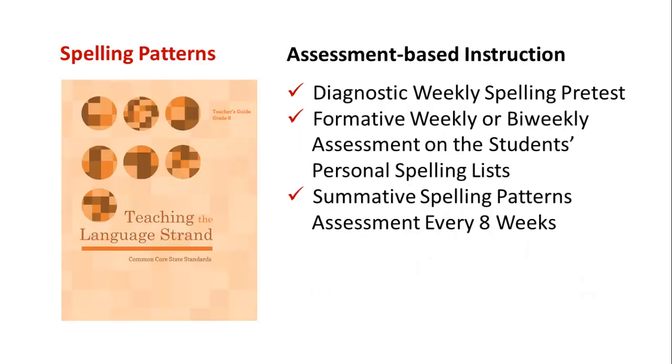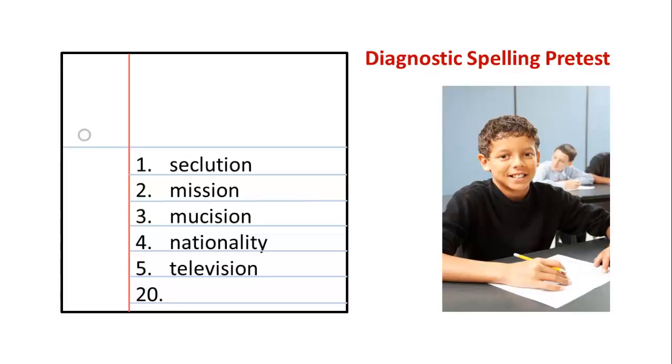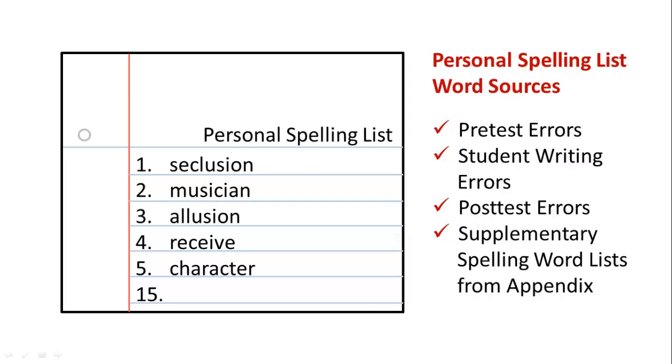The assessment plan includes diagnostic, formative, and summative tests. The weekly spelling pretest is diagnostic. Students create personal spelling lists from the words they missed on the pretest, from spelling errors the teacher marked in their own writing, from previous spelling post-test errors, and from the spelling resource words provided in the appendix.